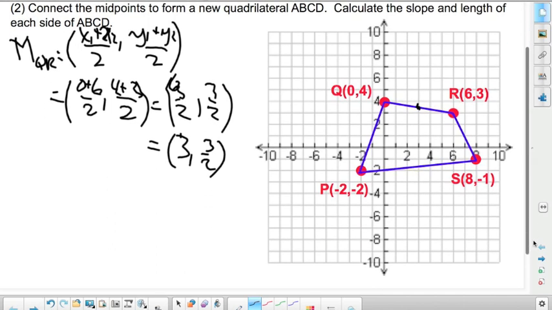Okay, I don't want to do the math over again. It's the same formula applied over. The midpoint of RS, here I'll call this A. So A is 3 and 3.5. B here will be 7, 2. Then 3 and negative 1/2, negative 1.5.